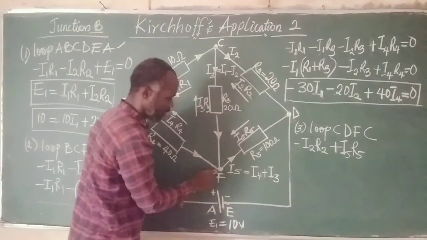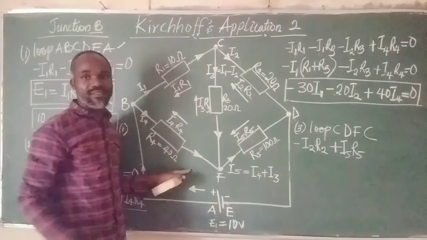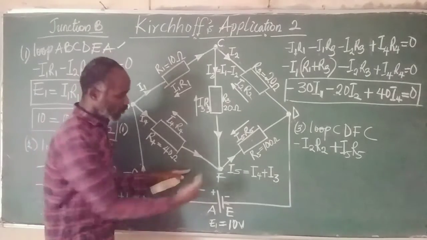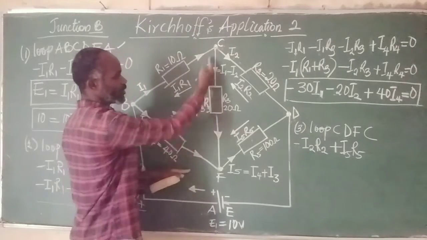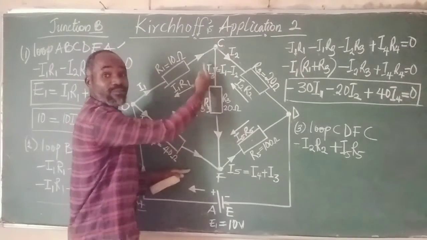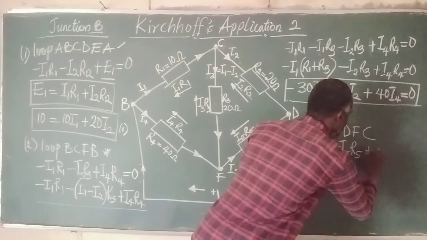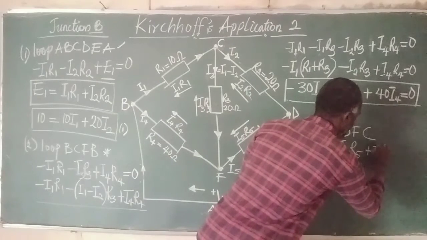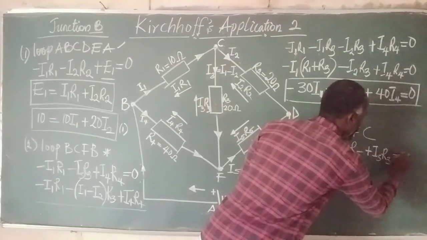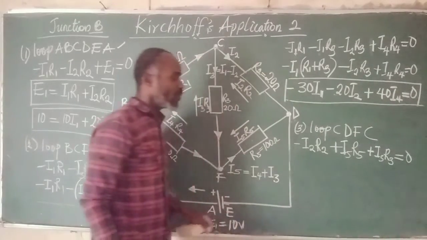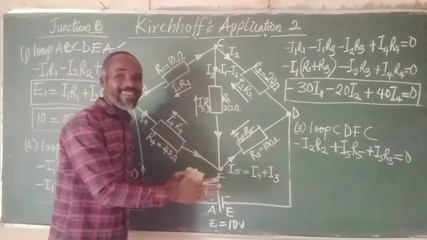We move again at this point. We are taking CDFC, right? That's the loop. So moving from this point up, look at it. Up, the same direction. The arrow is showing it. The same direction, so it should be positive. We have plus I3 R3 all equal to 0. But there is something we need to take into consideration here. We're going to do a small analysis here, all right?